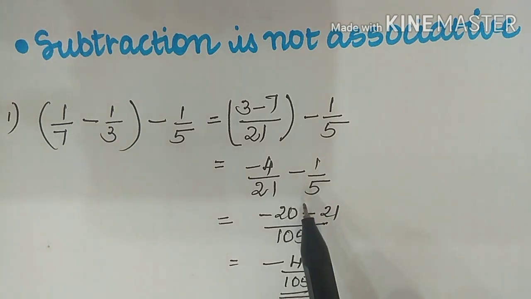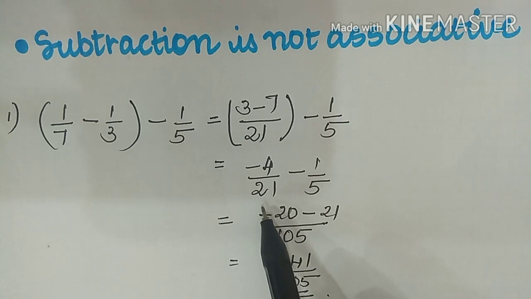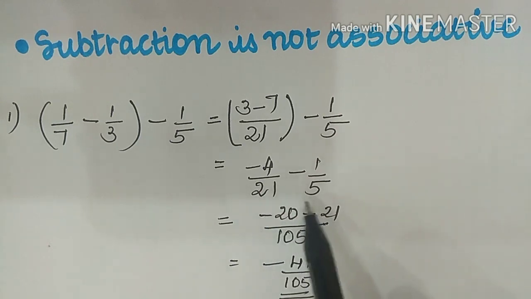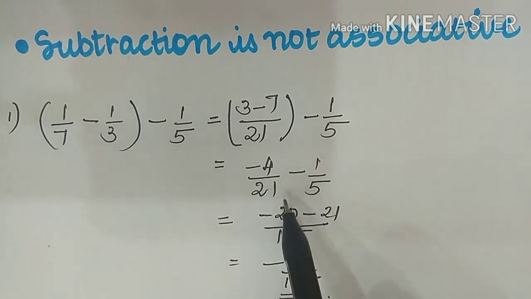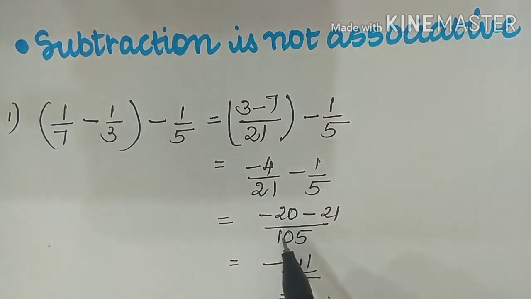We'll take the difference. Here the denominator is 21, and here the denominator is 5. Then the LCM of 21 and 5 is 105. On solving, in the numerator we get minus 20 minus 21, that is equal to minus 41 by 105. So this is the result.